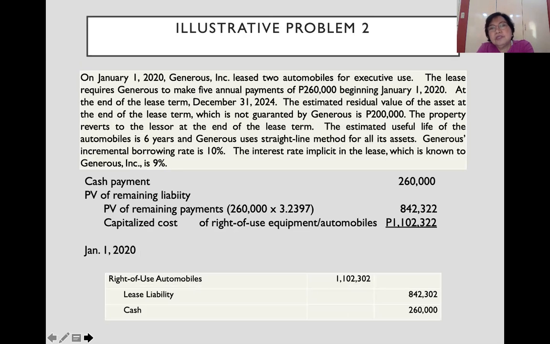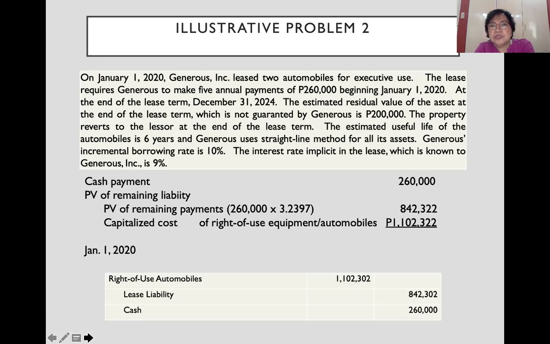Now we go to illustrative problem 2, almost the same. Let us determine what is the difference in this illustrative problem. On January 1, 2020, Generous Incorporated leased 2 automobiles for executive use. The lease requires Generous to make 5 annual payments of $260,000 beginning January 1, 2020. At the end of the lease term, December 31, 2024, the estimated residual value of the asset, which is not guaranteed by Generous, therefore that's the difference, is 200,000.